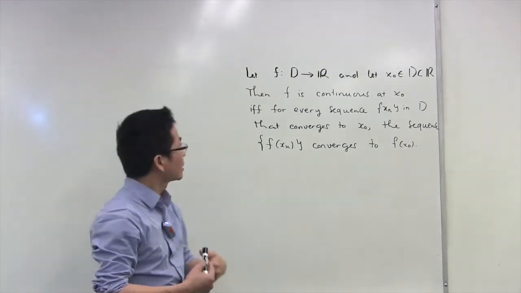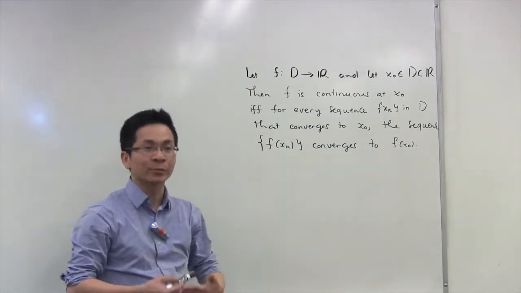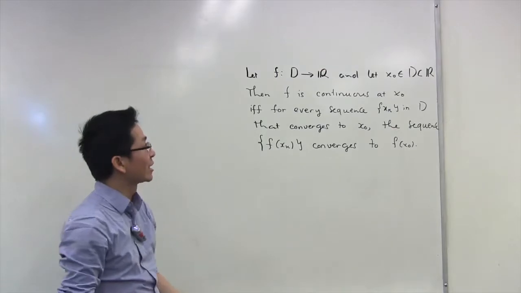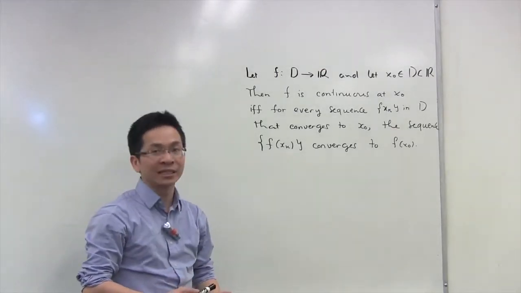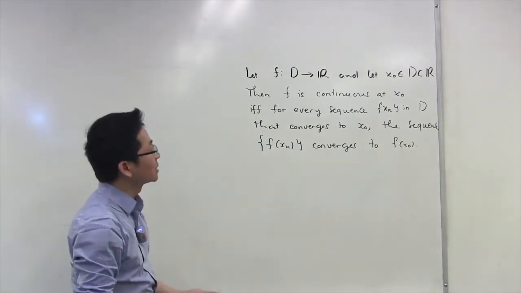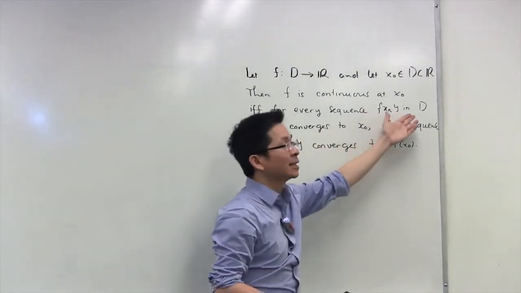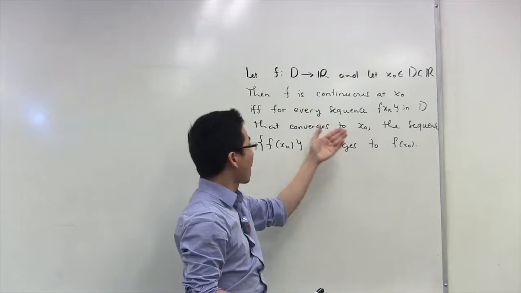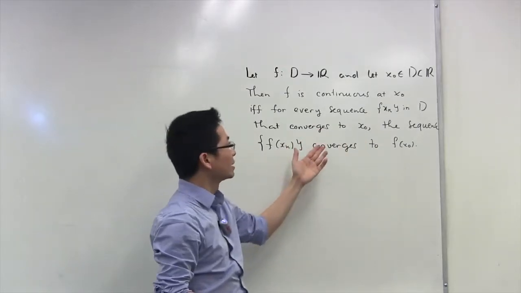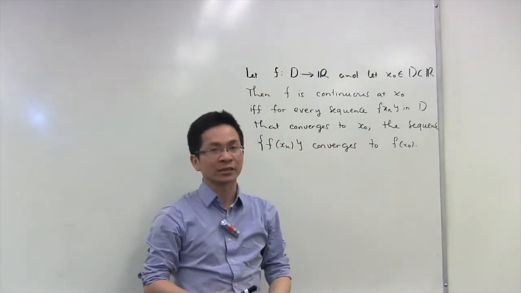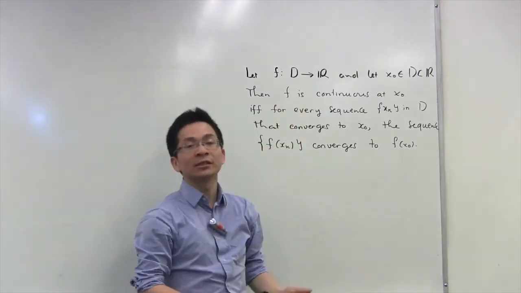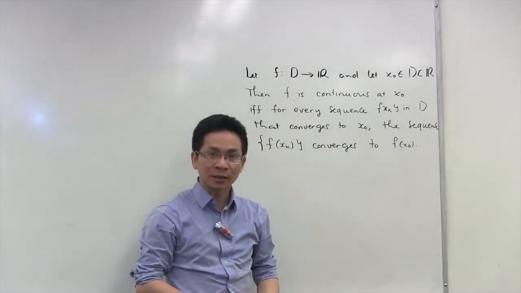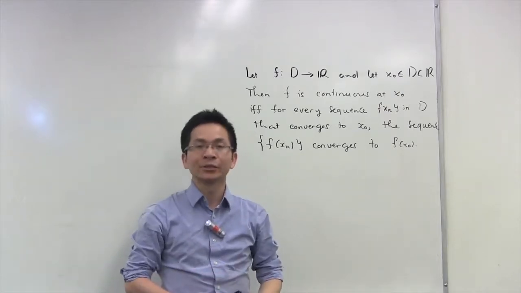This criterion is very important, especially when we try to prove that a certain function is discontinuous at x naught. In that situation, if we can show that there exists a sequence x_k in D converging to x naught, but the sequence f(x_k) does not converge to f(x naught), then we can conclude that the function f is discontinuous at x naught. So now we are ready to solve the problem.